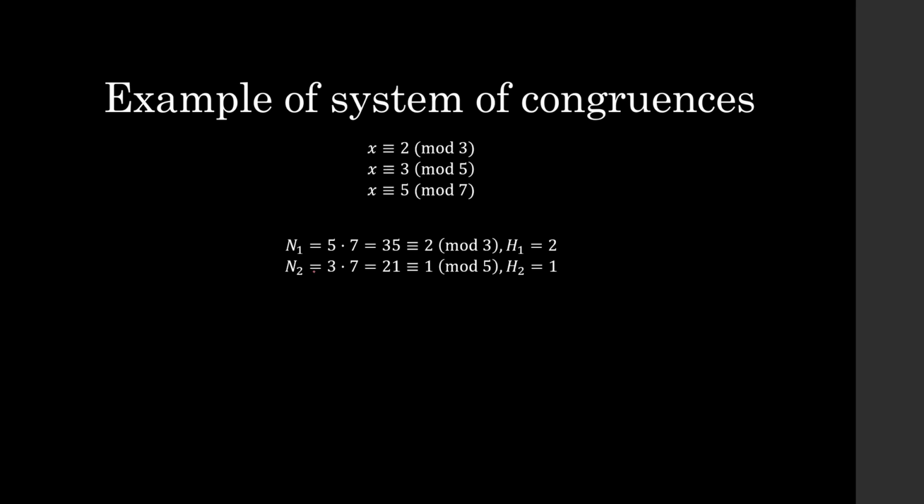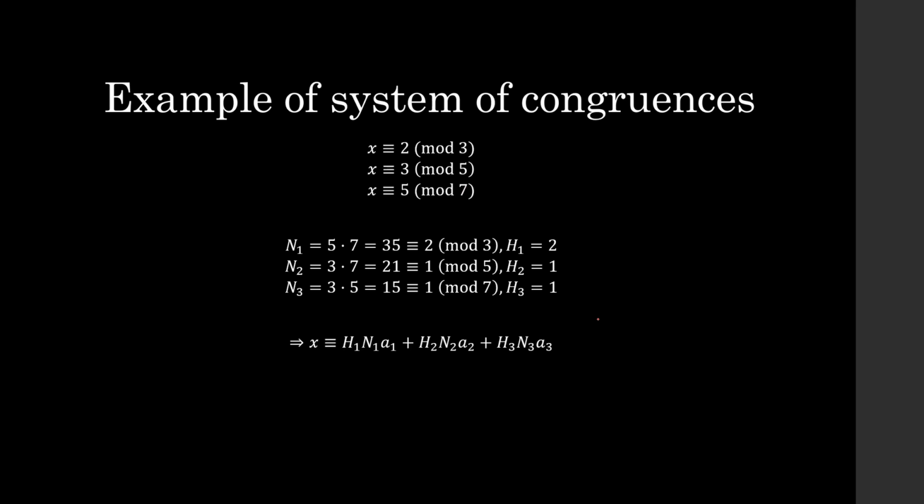So n2, we remove 5, we get 3 times 7, that's going to be 21, and that's congruent to 1 mod 5 because 5 divides 20. And then in this case, the multiplicative inverse of 1 is just 1, so that's really easy. And then similarly for this one, we're going to remove 7, and we're going to have 3 times 5, which is 15, and 7 times 2 is 14, so this is congruent to 1 mod 7. And then once again, this is congruent to 1, so the multiplicative inverse is also 1.